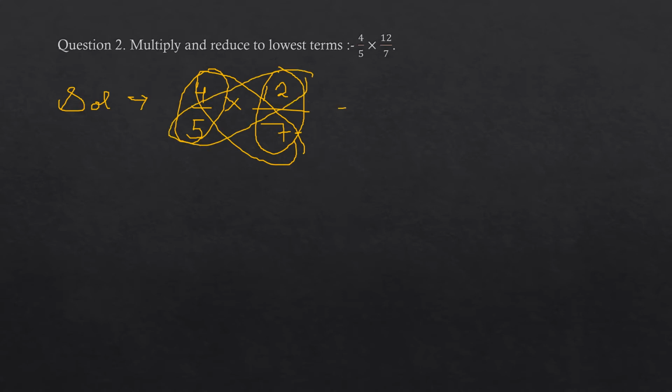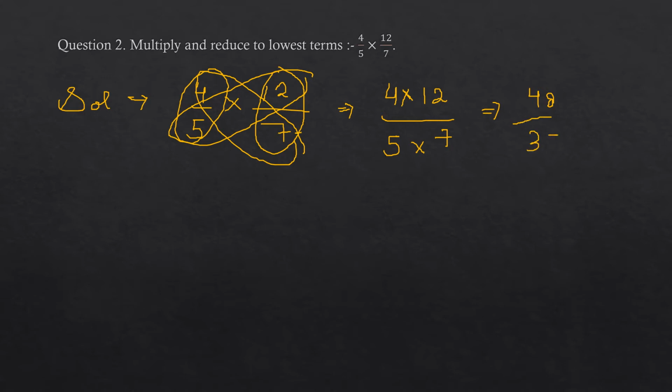Hence what we can do, firstly we will multiply both of them. How do we get the multiplication of two fractions? We just get the product of numerators by the product of denominators, means 4 into 12 by 5 into 7. Okay, 12 into 4 gives us 48. 12 fours are 48 and 7 into 5 gives us 35.